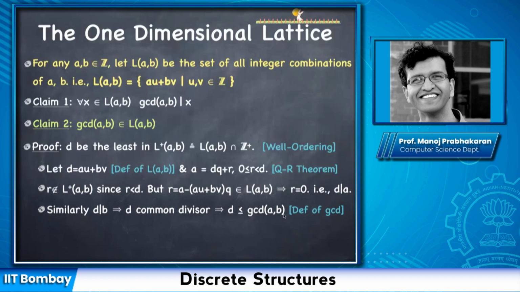And then by the definition of GCD, the GCD is the largest common divisor, so D cannot be more than the GCD. So D is less than or equal to the GCD of A and B. But D was an element that started off in L plus (A,B), therefore it's in L(A,B). And now I'm going to go back to claim 1, which says any element in L(A,B) is a multiple of the GCD. So the GCD divides D. So we have a number D which is less than or equal to the GCD, but the GCD also divides that number.